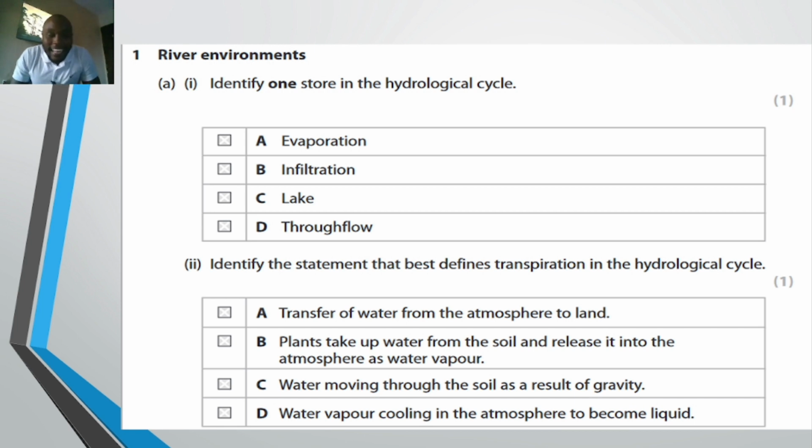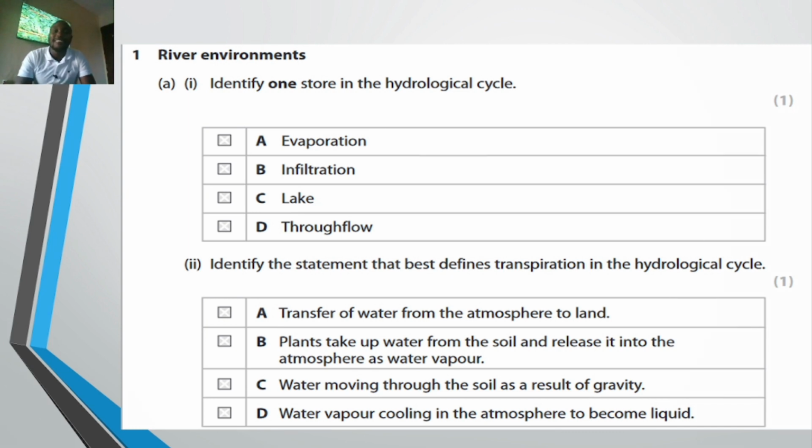Okay. Then another question, identify the statement that best defines transpiration in the hydrological cycle. A statement that best defines transpiration in the hydrological cycle. What do you think transpiration is? A, is it transfer of water from the atmosphere to the land? B, plants take up water from the soil and release it into the atmosphere as water vapor. C, water moving through the soil as a result of gravity. D, water vapor cooling in the atmosphere to become liquid.